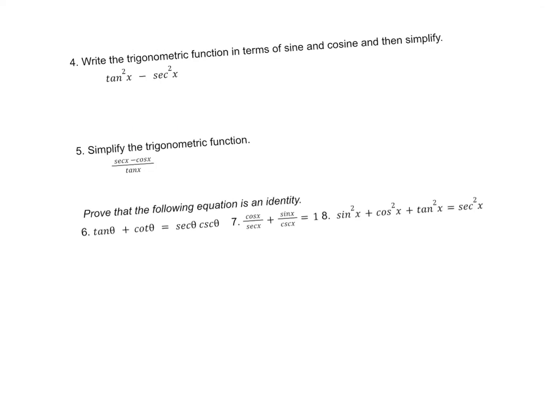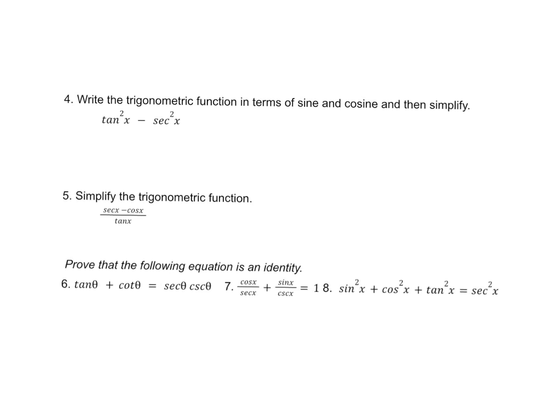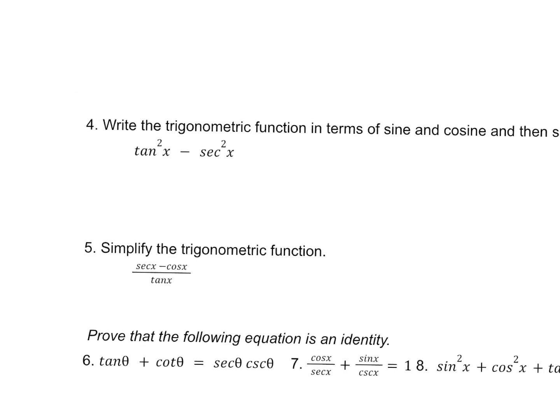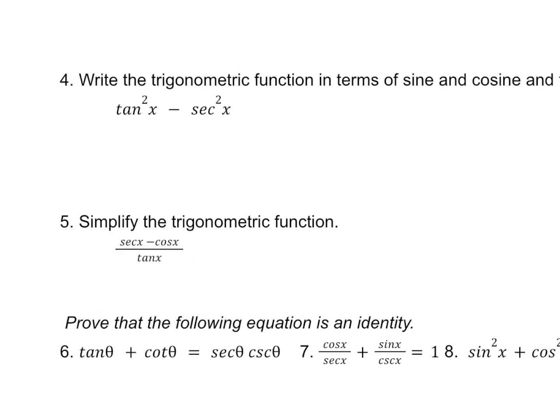All right, number 4. Write the trig function in terms of sine and cosine, then simplify. So this is going to be fun and exciting. Let's try this real quick. I'm being serious there. This is good stuff. Okay, so tangent squared is really sine squared over cosine squared minus, and secant squared is 1 over cosine squared.